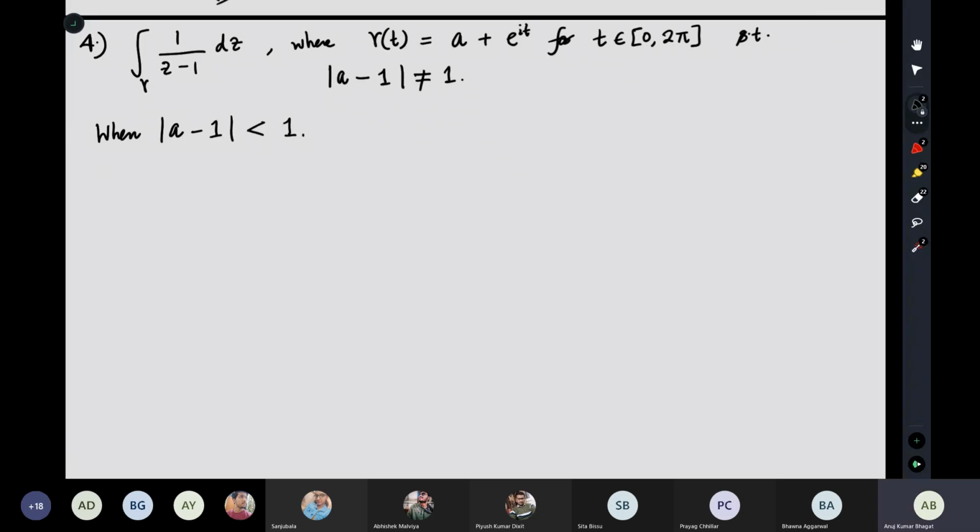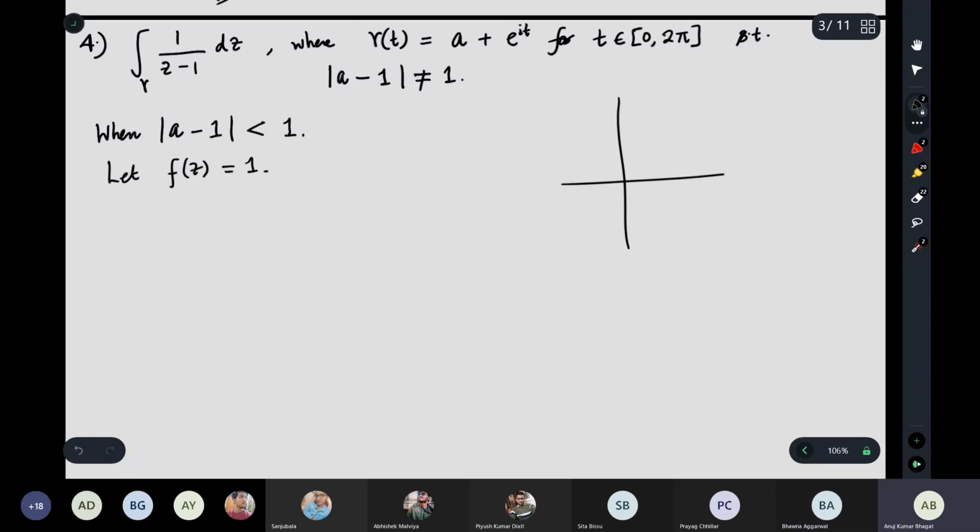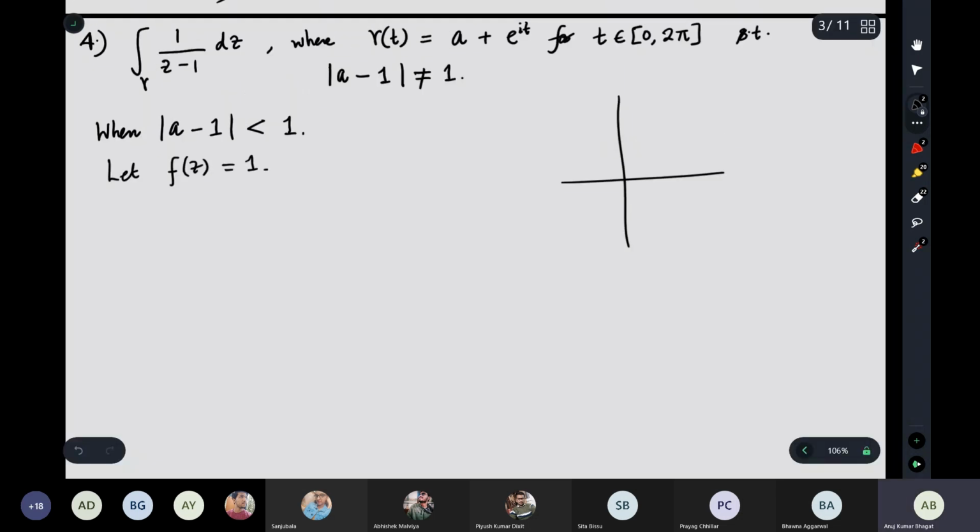Let f(z) equal 1. Now note this: the curve is this, the radius is 1 and the center of the circle is a. This is the contour. Whatever this circle be, my point is that in this case, 1 will be inside this circle always. What is the justification for that? Can anybody justify why 1 will always be inside this circle when this case happens?